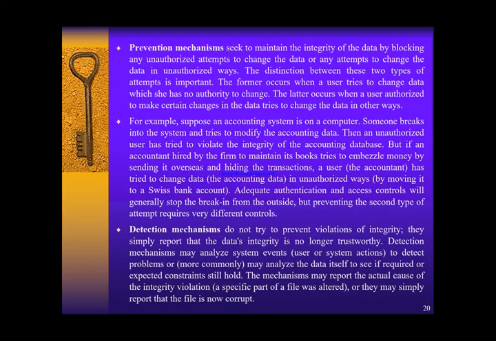Detection mechanisms do not try to prevent violations of integrity. They simply report that the data's integrity is no longer trustworthy. A detection mechanism may analyze system events, meaning user or system actions, to detect problems, or more commonly may analyze the data itself to see if required or expected constraints still hold. The mechanisms may report the actual cause of the integrity violation, such as a specific part of a file being altered, or they may simply report that the file is now incorrect. So a detection mechanism does not try to prevent violations of integrity.